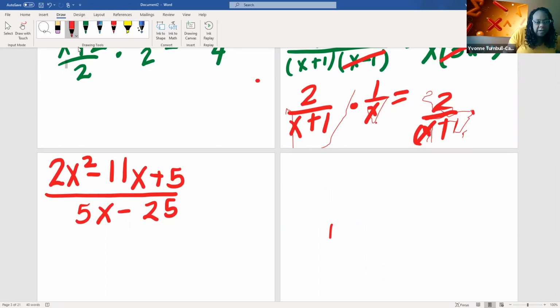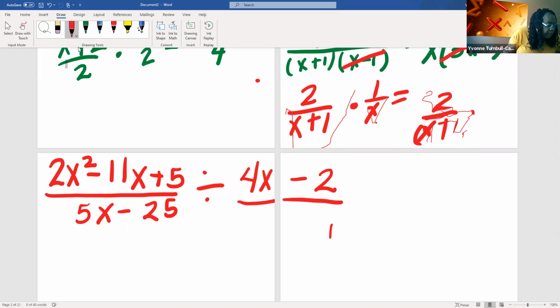And it's divided by 4x minus 2 over 10. Okay, we have a trinomial in our numerator, and it has to be factored.